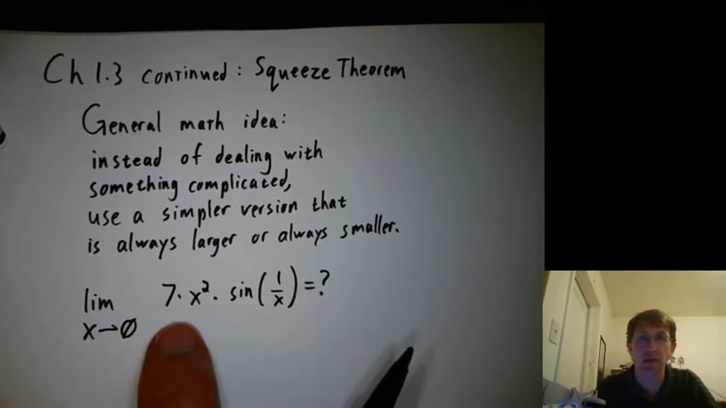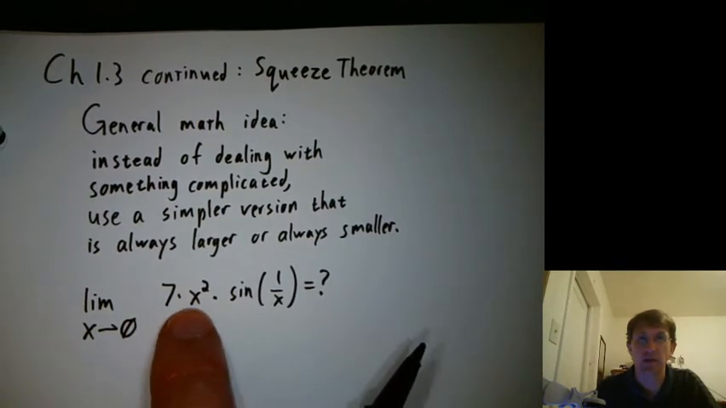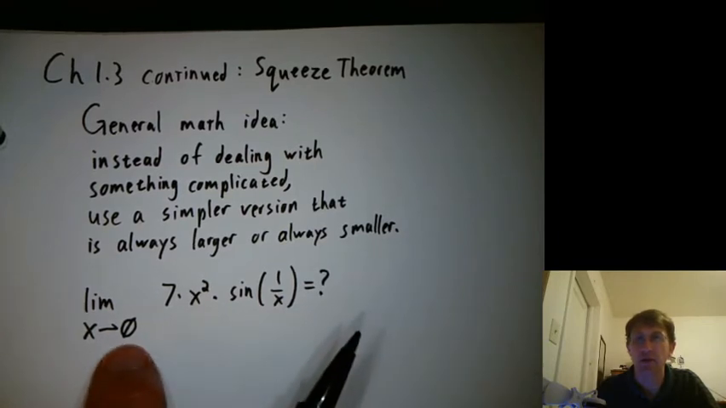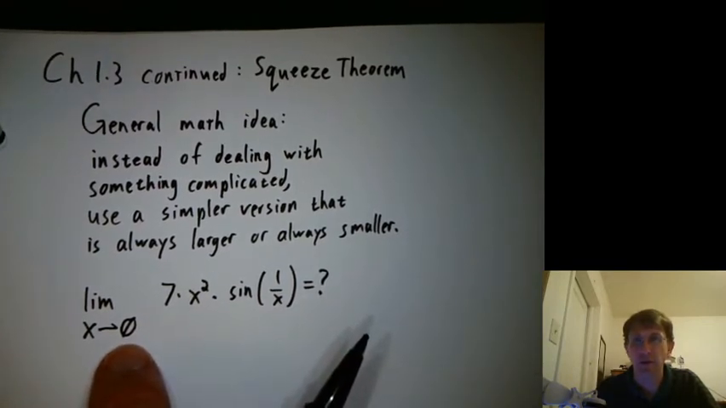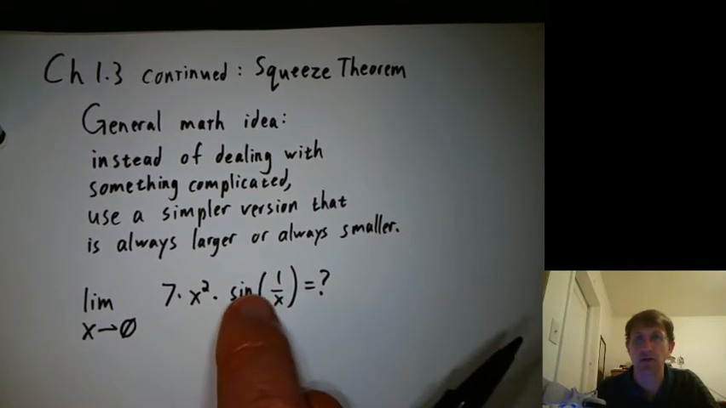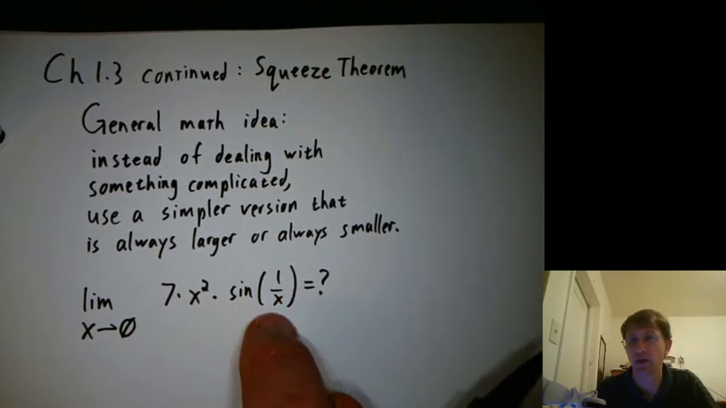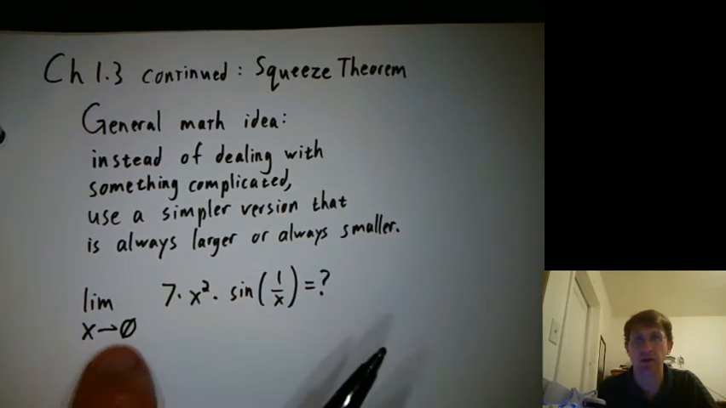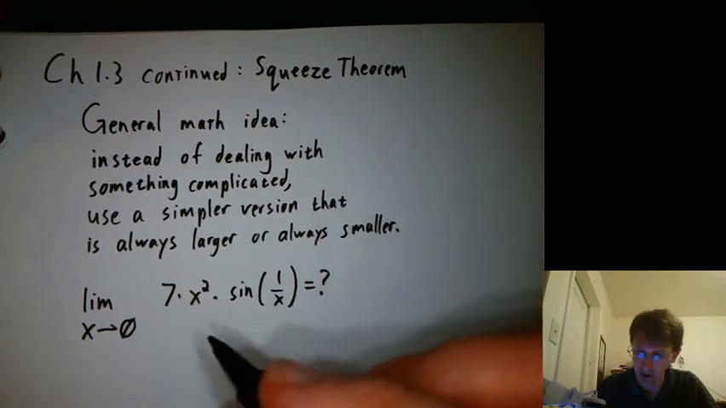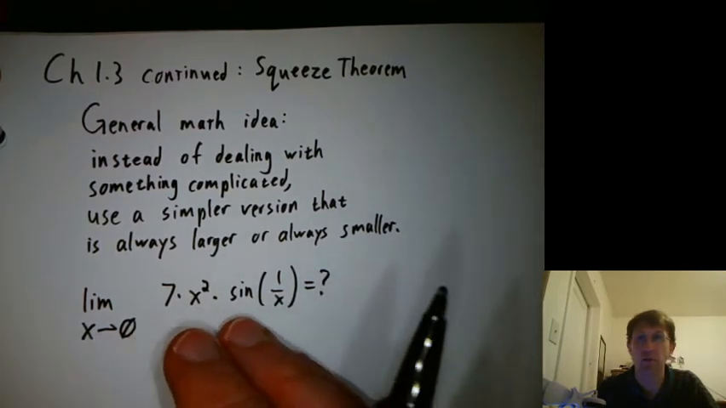Let's take this example, 7 times x squared times sine of 1 over x. We're doing it as x goes to 0. Later in chapter 1, there are more interesting cases where x is going to infinity, and we have just sine x rather than sine of 1 over x. But for now, we'll just do it as x goes to 0, with sine of 1 over x. This is a limit of a product.